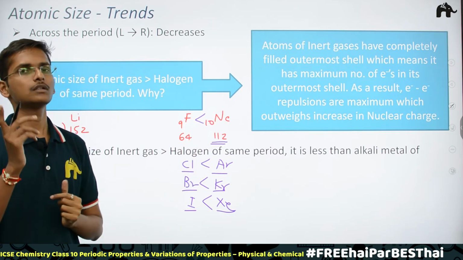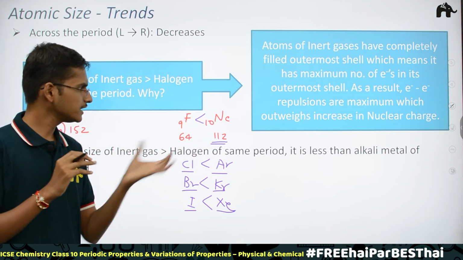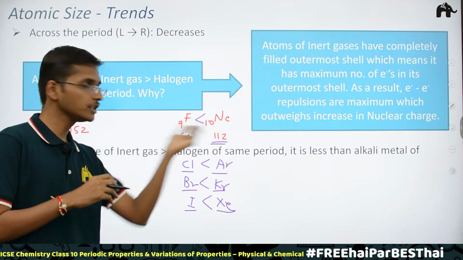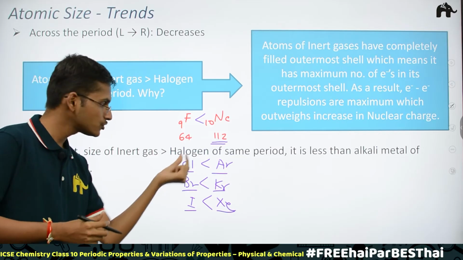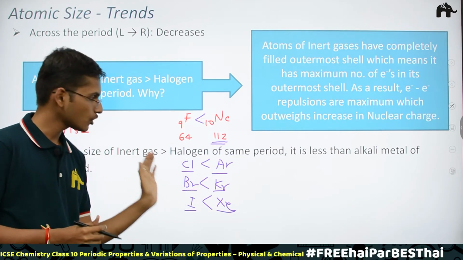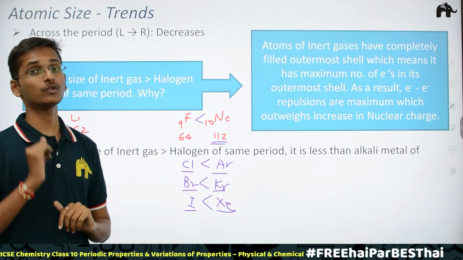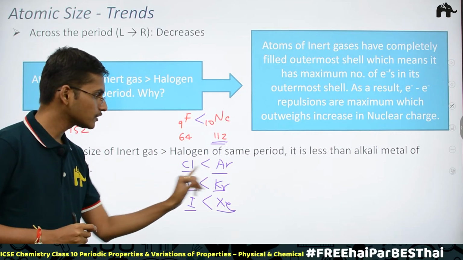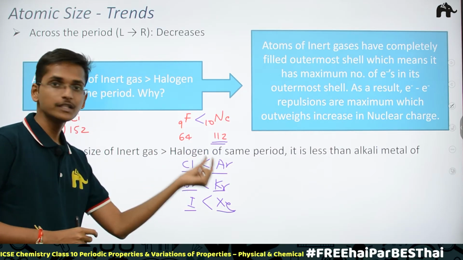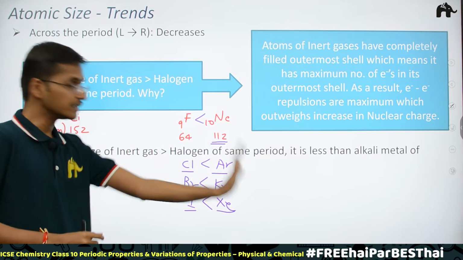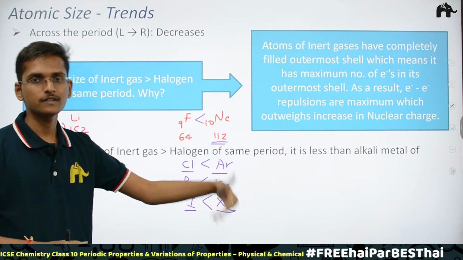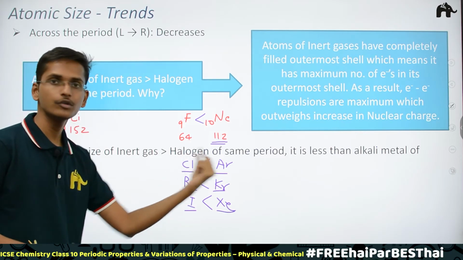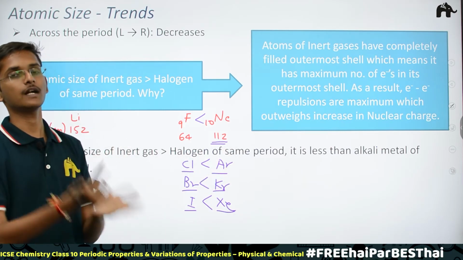Now the question would be arising in your mind whether it is happening only in the case of this fluorine-neon pair, or in all the other halogen and inert gas pairs of the same period. And yes, you are absolutely right, it is happening with chlorine and argon as well. After chlorine, when we move to argon, there is an increase in the atomic radius or atomic size. After bromine, when we move to krypton, there is an increase in the atomic size. And similarly, after iodine, when we move to xenon, there is an increase in the atomic size.